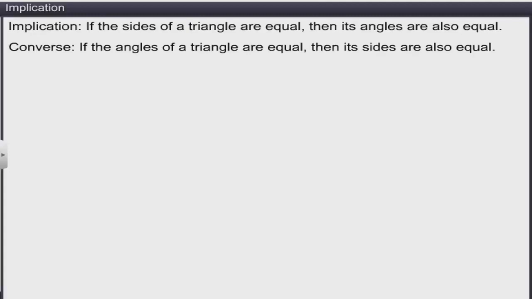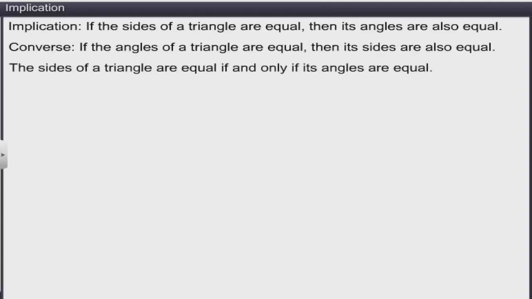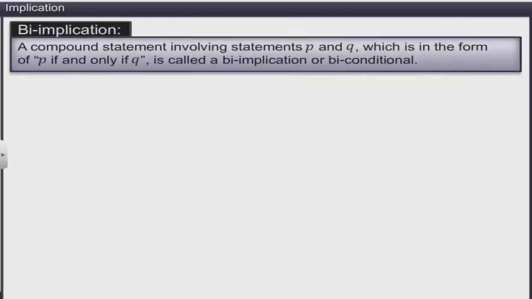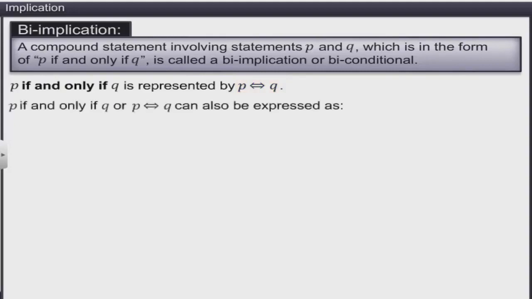Such statements can also be expressed as: the sides of a triangle are equal if and only if its angles are equal. Such compound statements are called a bi-implication or biconditional. A compound statement involving statements P and Q, which is in the form of P if and only if Q, is called a bi-implication or biconditional. A bi-implication is represented by a double imply symbol. The bi-implication P if and only if Q can also be expressed as shown.